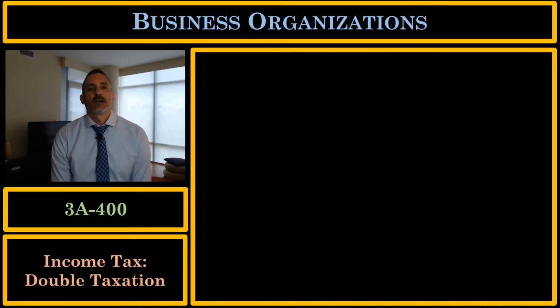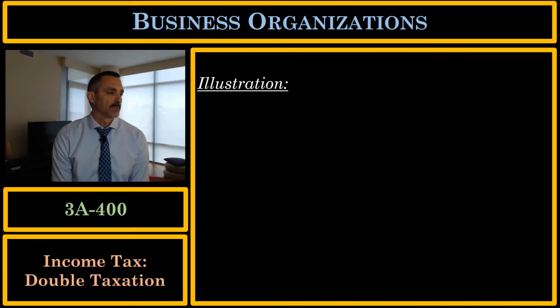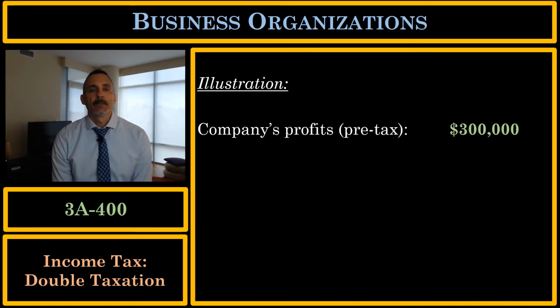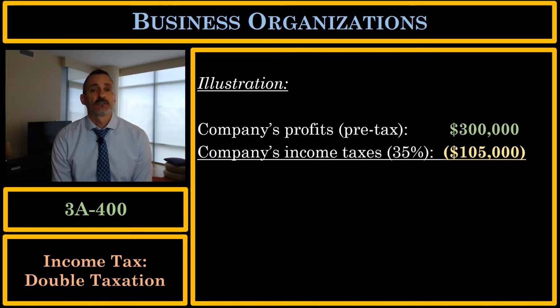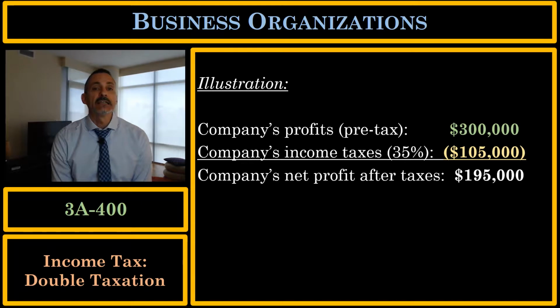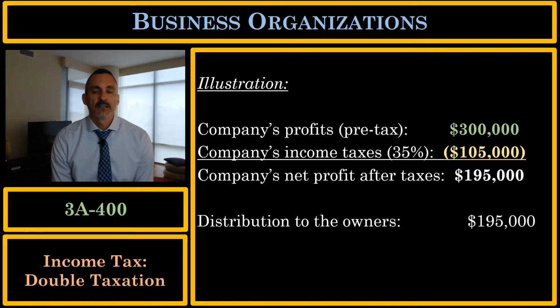Let's look at an illustration to help us better understand double taxation. In our illustration, our company makes a profit of $300,000 before income taxes. Let's assume, for the purposes of this illustration only, that our company is in a 35% tax bracket, which means the company would have to pay $105,000 in income taxes. This leaves the company with a net profit after taxes of $195,000. Now let's assume that the company distributes that entire $195,000 in profits to the owners.